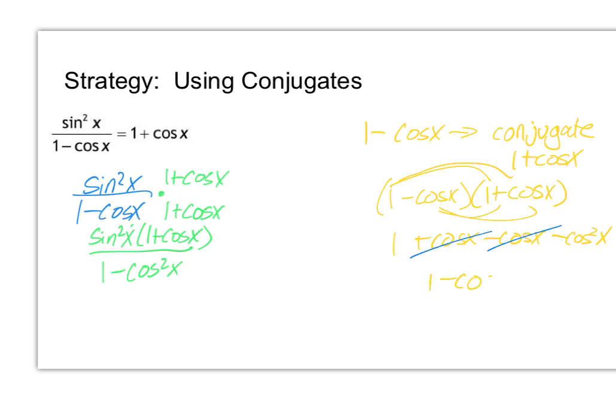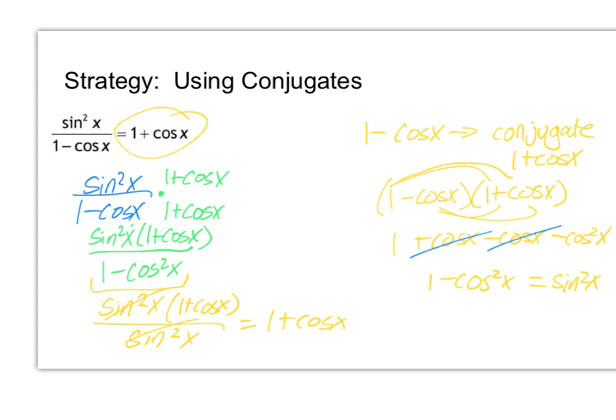Because 1 minus cosine squared of x, if you think back to our Pythagorean identities, is the same as sine squared of x. So we can rewrite this as sine squared of x times 1 plus cosine of x over sine squared of x. Those cancel out, and that's equal to 1 plus cosine of x, which is what we're trying to do. When we're using conjugates, our goal is often going to be to then use some kind of Pythagorean identity to finish the problem up.